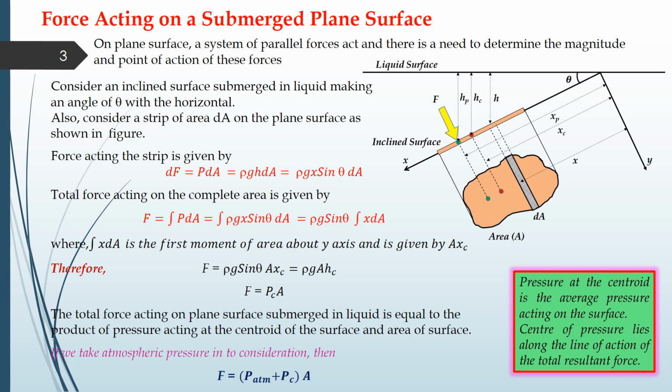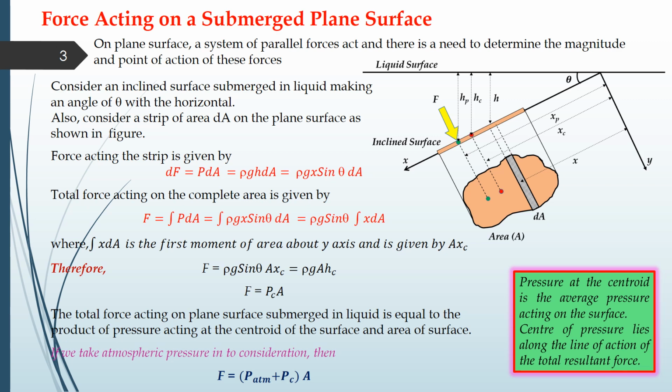So the first part is force acting on a submerged plane surface. We have a surface over here which is inclined at an angle of theta. So this is basically your surface. This surface is inclined at an angle of theta, and this is the liquid level or liquid surface. This is the top view of that surface, and we have designated this as the x-axis and this as the y-axis.